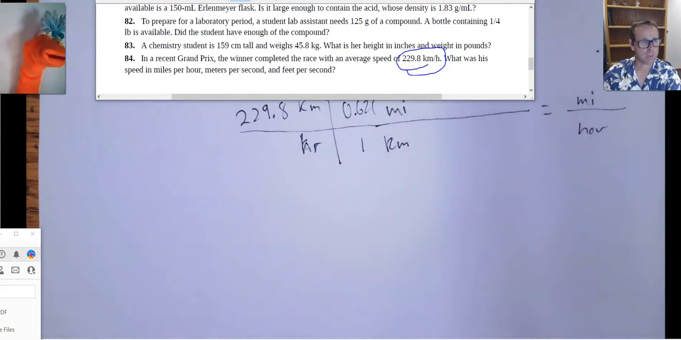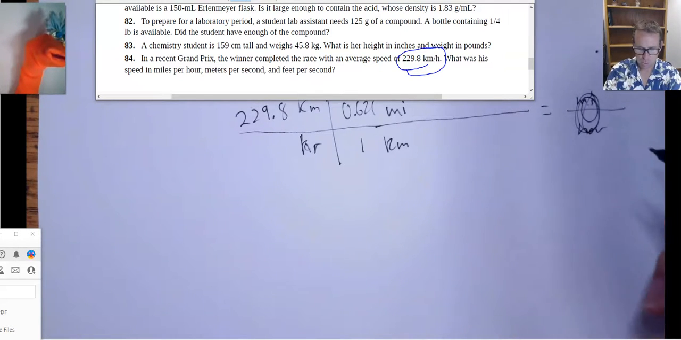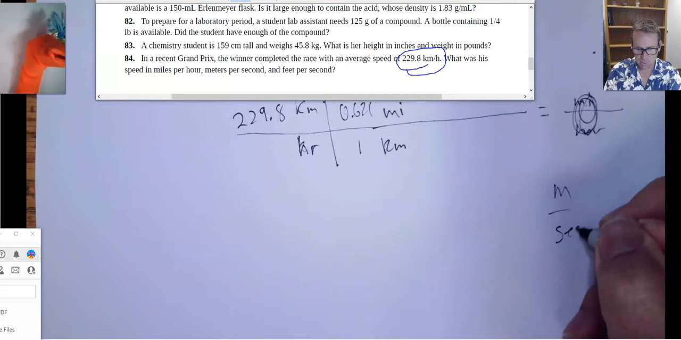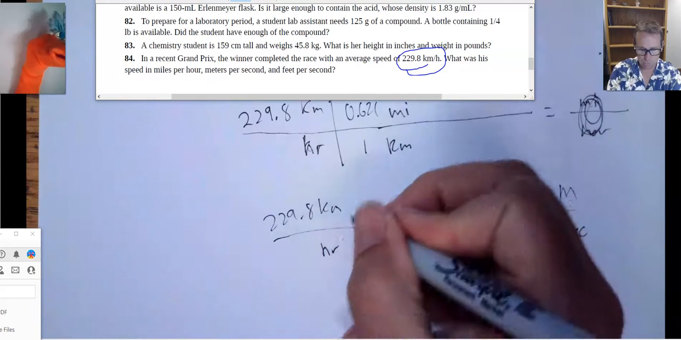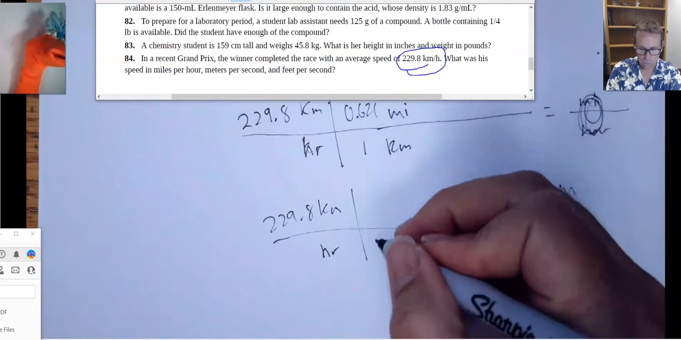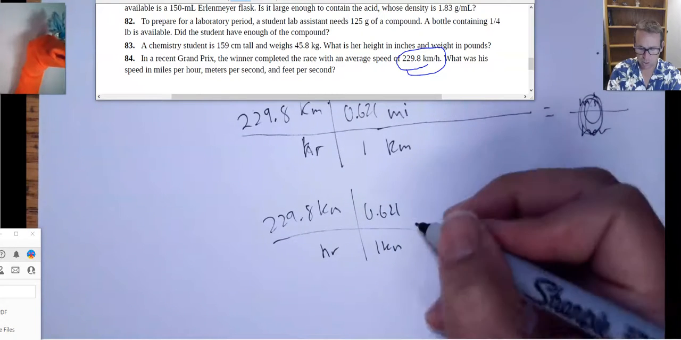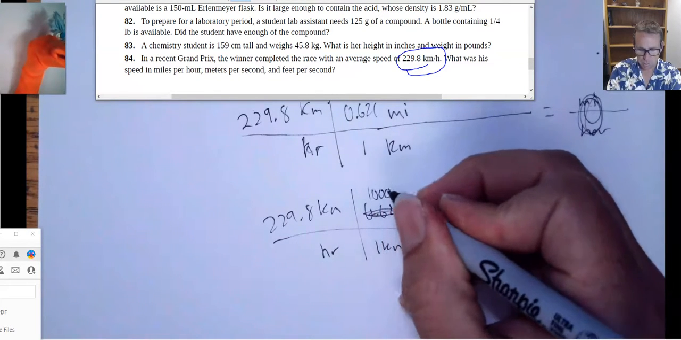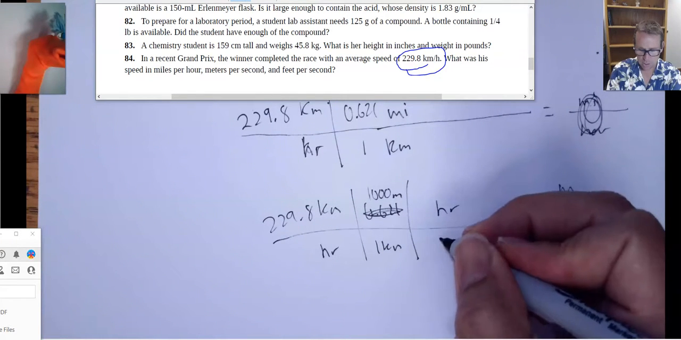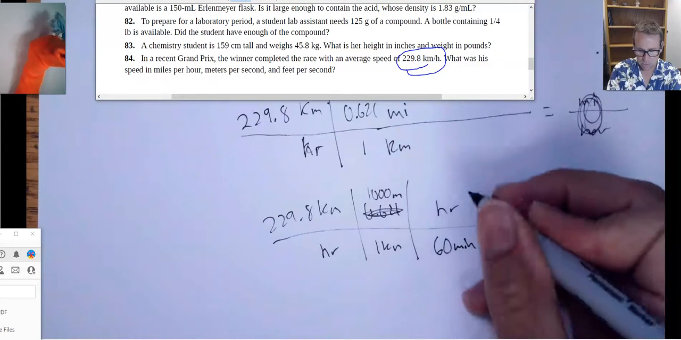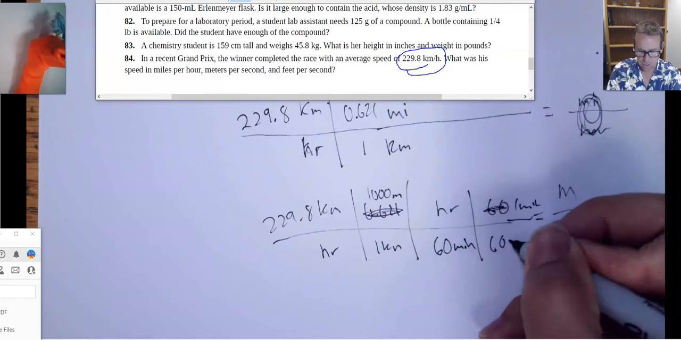If I wanted to go for meters per second, right? Well, let's do meters per second. And I'm starting with 229.8 kilometers per hour. I can go 1 kilometer, 0.621. Oh, wait, I don't want to go to miles, I want to go to meters. So 1,000 meters for every kilometer. And then I have to go from hours to seconds. So there's 60 minutes, and 1 minute contains 60 seconds.